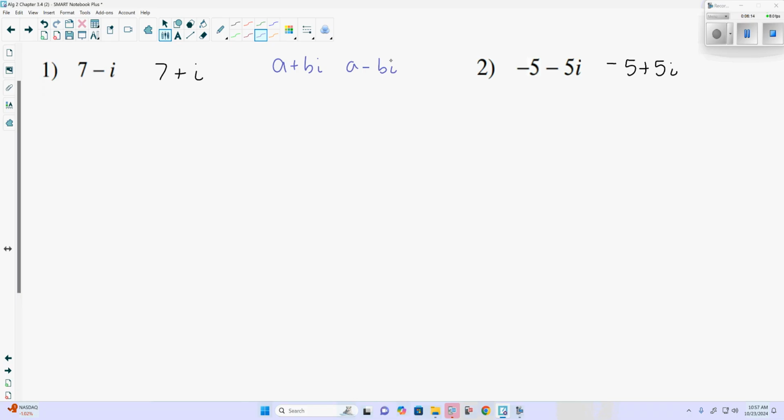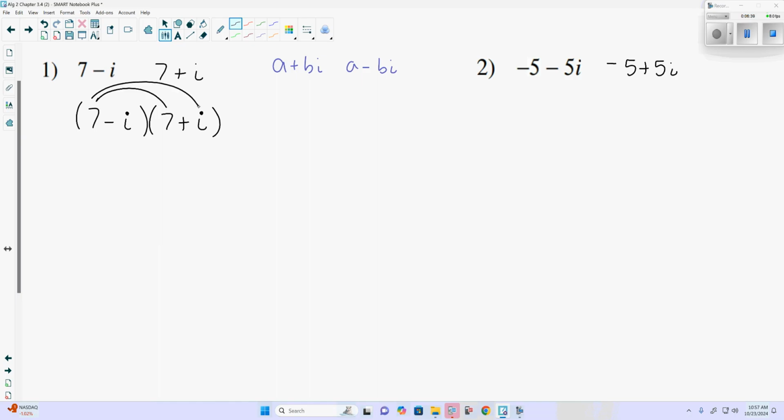I think for the most part, y'all are able to get the rest of these here. Now, before we move on, I want to do something with the first one here. I'm going to take 7 minus i and multiply it by 7 plus i. I'm going to take the two complex conjugates and multiply them together, because there is something interesting that does happen.